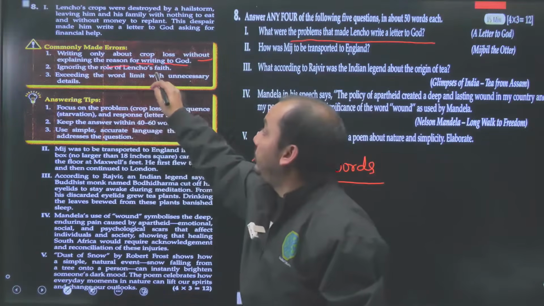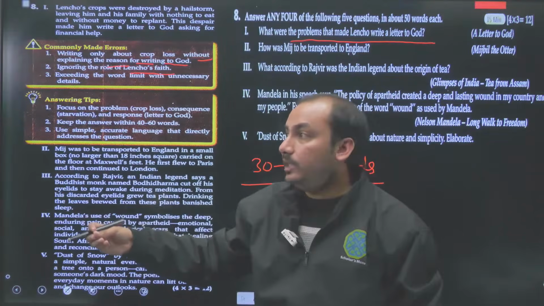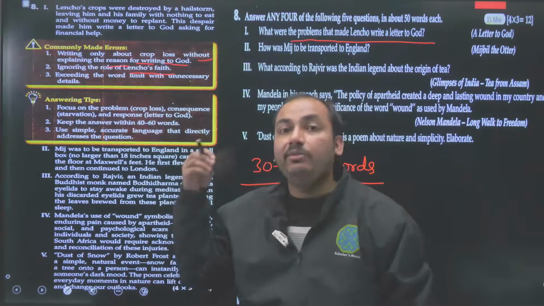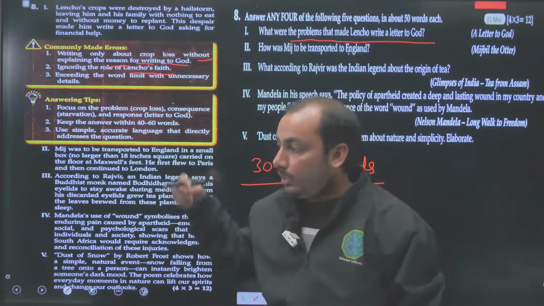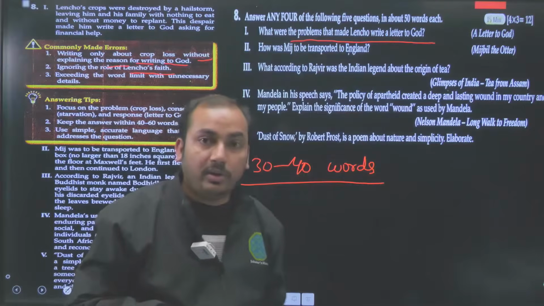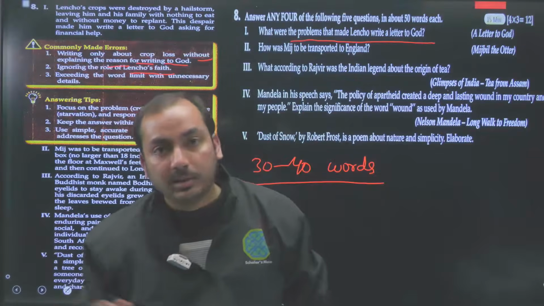Ignoring the role of Lencho's faith. No need to write extra sentences describing Lencho's character and other things. The examiner already knows about Lencho and his story. You just have to write the answer to what is actually being asked.